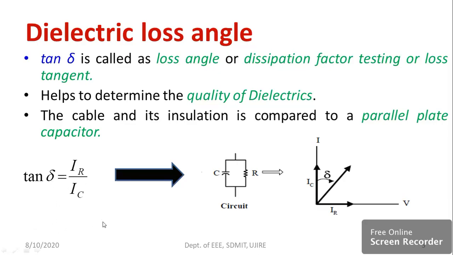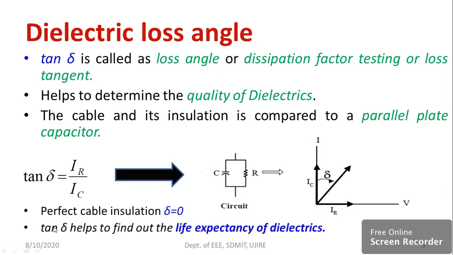Let me summarize. Tan delta gives the amount of dielectric loss angle. For a perfect cable insulation, delta will be 0, so tan delta is also 0. That means dielectric loss will be negligibly small. But perfect insulation never exists. Apart from that, tan delta, that is the dielectric loss angle, helps to determine the life expectancy of a dielectric material. We can predict how long a particular dielectric material exists. What is the life of that particular dielectric material?